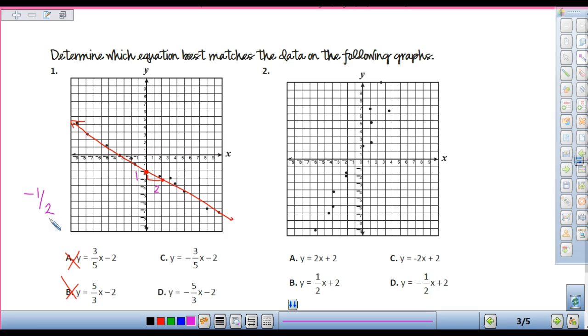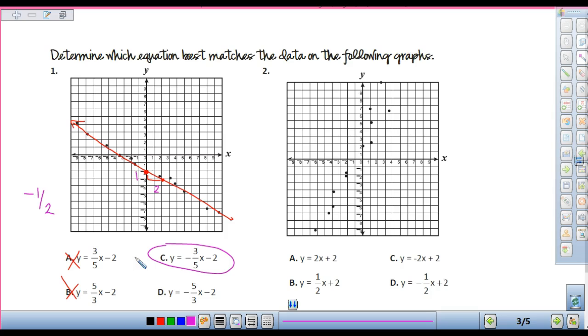What's closer to negative 1/2, the negative 3/5 or the negative 5/3? Yeah, because the negative 5/3 is over 1, so that's a pretty steep line that D would have to be. But on your assignment, it might not be multiple choice, and so we're going to talk about how to do it if it's not multiple choice.